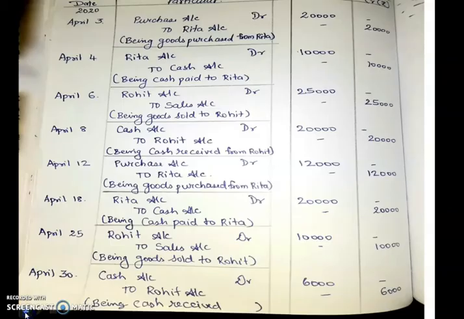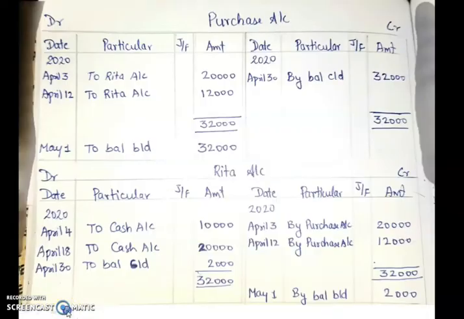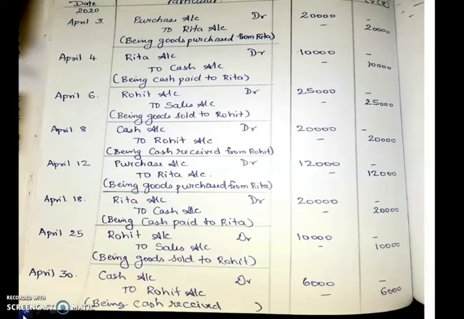Now moving back, again just go through the journal entries. Where is the next purchase? Yes, the next purchase is on April 12. So April 12, purchase account debited 12,000 to Rita account. Again the purchase is from Rita, but it is on April 12. So April 12 to Rita account, the amount is 12,000. Okay, so just go through once again. Any more purchases there? No more purchases.